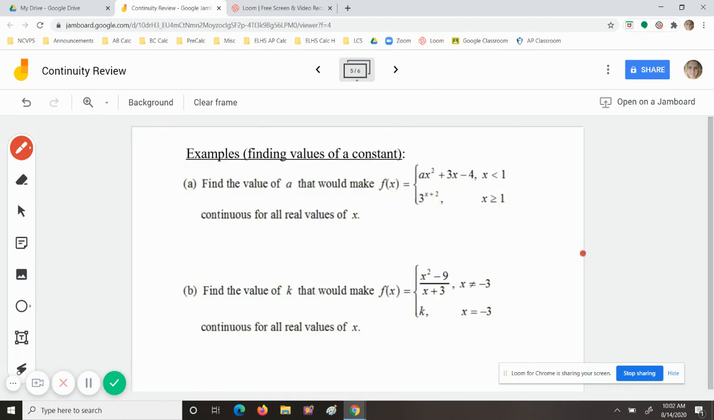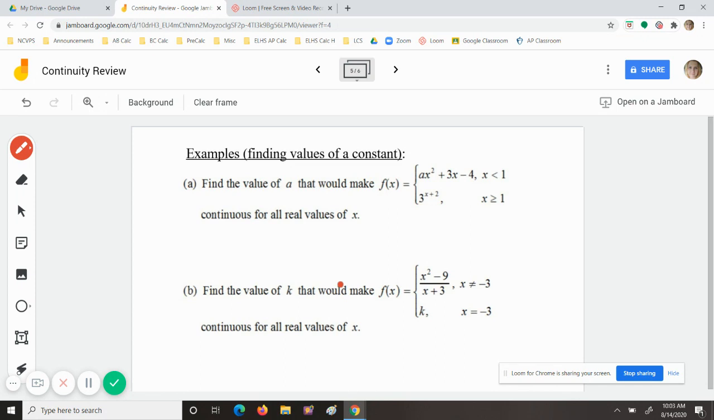Let's also take a look at another type dealing with continuity that's very popular, especially now that you guys are in AP, is finding the value of a constant that would make a function continuous. We have that a lot. For part A, find the value of a that would make f of x equal to ax squared plus 3x minus 4 when x is less than 1, and 3 to the x plus 2 power when x is greater than or equal to 1, continuous for all real values of x.